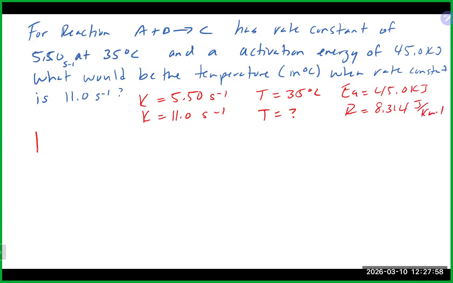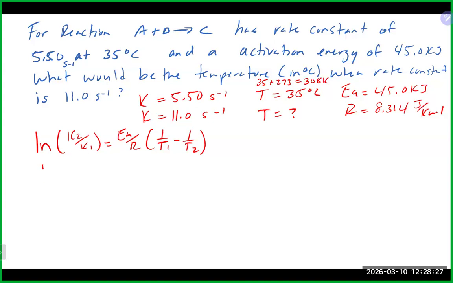So once again, looking at our formula here, ln K2 over K1 equals E of A over R times 1 over T1 minus 1 over T2. We do need to convert the temperature. So we go 273 plus our 35, which gets us 308 Kelvin.